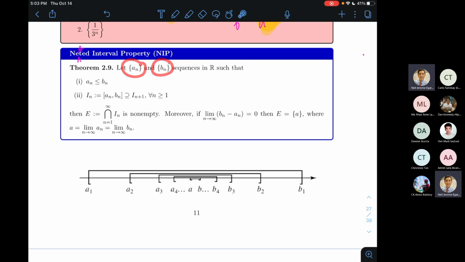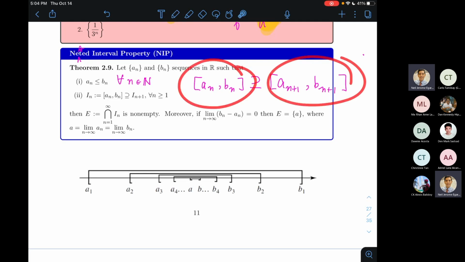So we should have two sequences, AN and BN, such that the following conditions are satisfied. Number 1, AN is less than or equal to BN for all n in N. And then number 2, ito na kung bakit siya tinawag na nested interval. Nested interval, ibig sabihin interval sa loob ng interval, sa loob ng interval. Kasi ang kailangan, i-form natin yung I sub n to be the closed interval AN to BN. Okay? Tapos, dapat superset siya ng I sub n plus 1. So meaning yung AN, BN, ay dapat superset ng A sub n plus 1, comma B sub n plus 1. And this should be true for all n. Kaya siya tinawag na nesting intervals. Yung interval na n plus 1 ay nasa loob ng interval n.